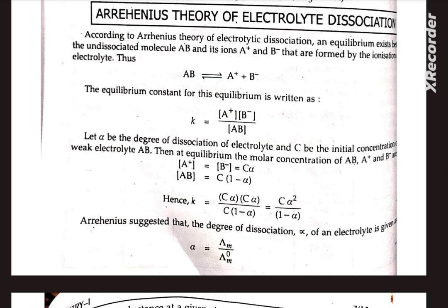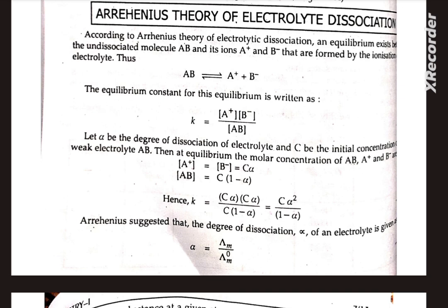Arrhenius theory of electrolyte dissociation. According to Arrhenius theory of electrolytic dissociation, an equilibrium exists between the undissociated molecule AB and its ions A positive and B negative that are formed by ionization of the electrolyte. Thus, AB is in equilibrium with A+ and B−. The equilibrium constant for this equilibrium is written as K is equal to [A+][B−] divided by [AB].